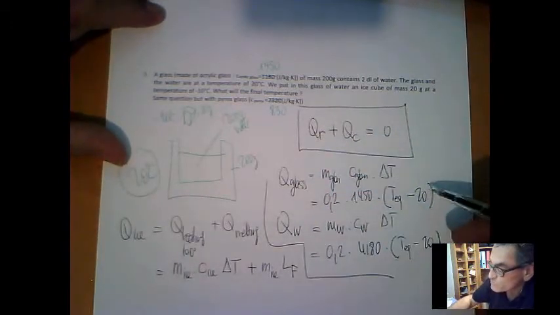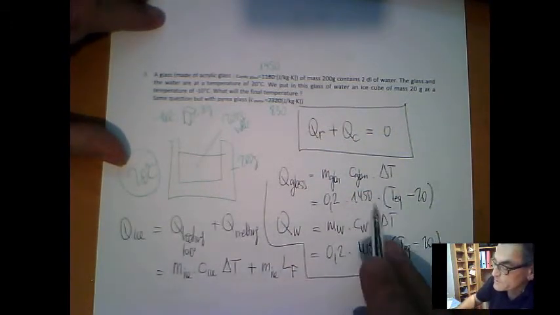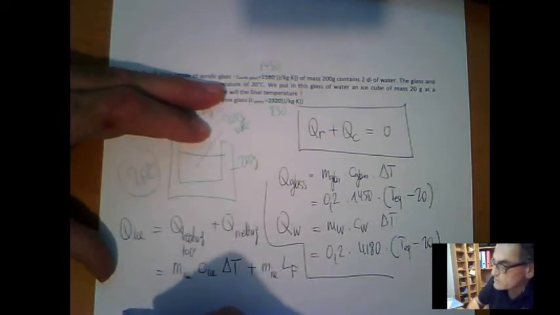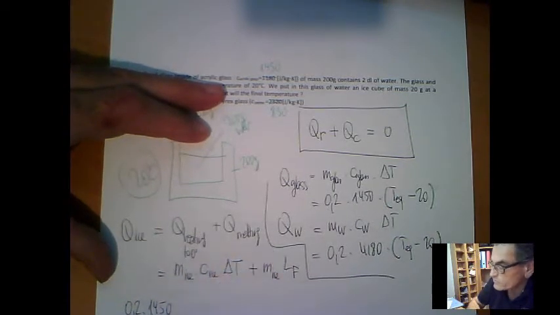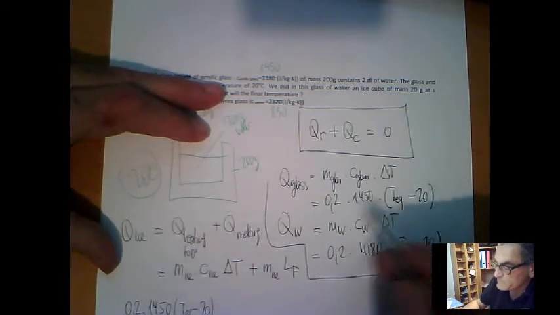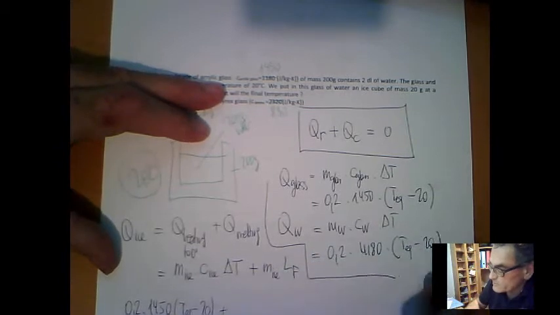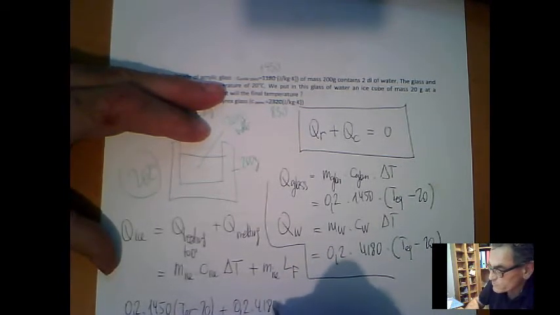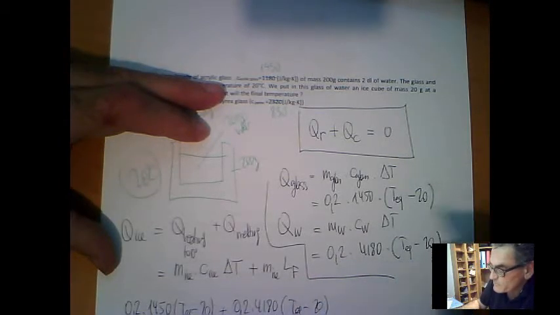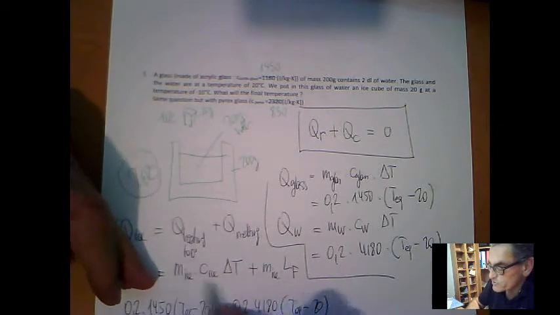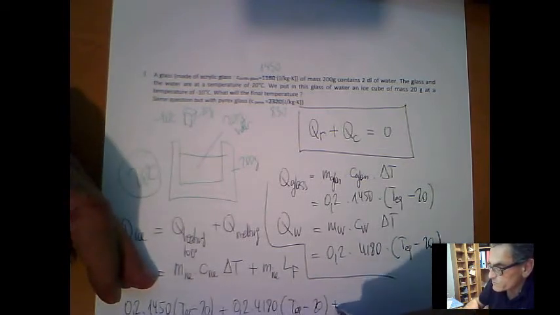Well, let's compute all of them, maybe. Okay, Q glass is what? Q glass is 0.2 times 1450 times TEQ minus 20. Okay, the other term is 0.2 times 4180 times TEQ minus 20. And then we have these two terms, for which I will put the numerical value.